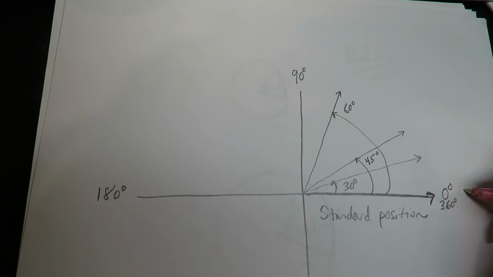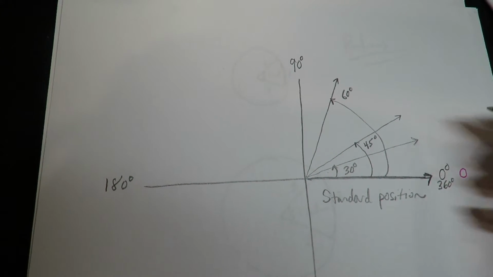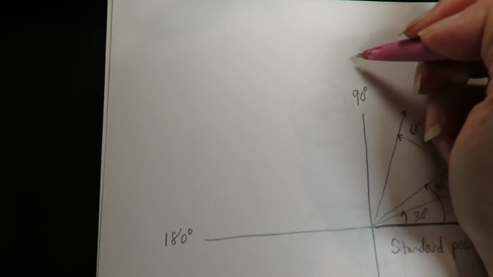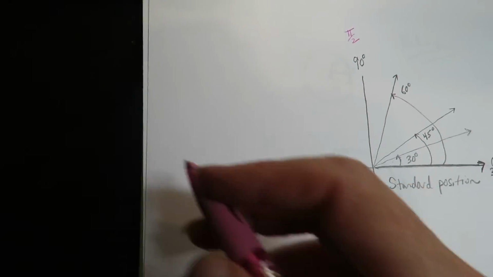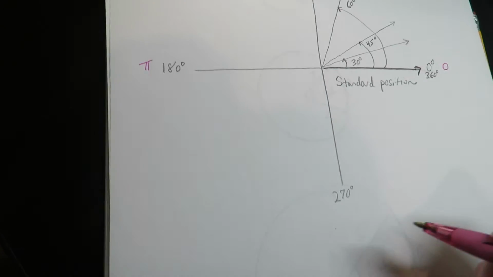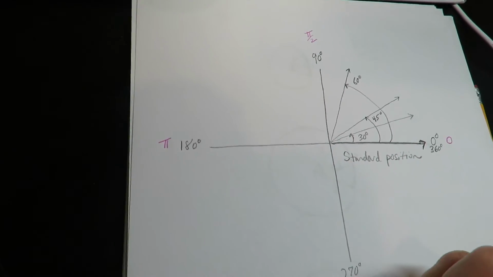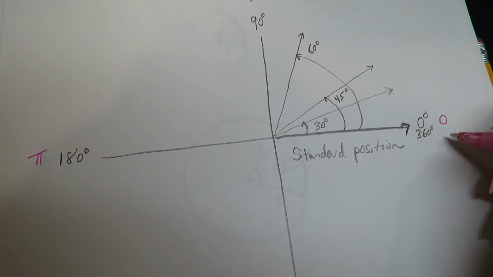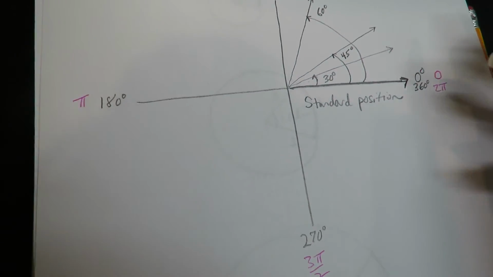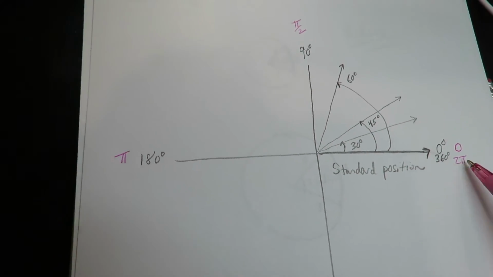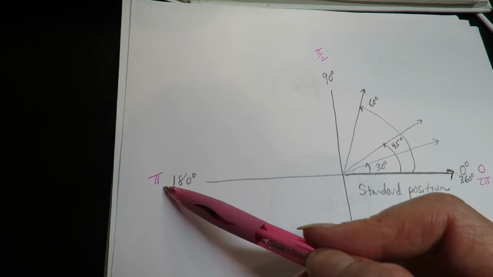In radians, you would say 0 radians. It just wouldn't have the little degree symbol on it. Here at 90 degrees, that's equivalent to pi over 2. At 180, that's pi. At 270, that's 3 pi over 2. And one full 360 would be equivalent to 2 pi. So one full rotation is 2 pi. Half a rotation is 1 pi.